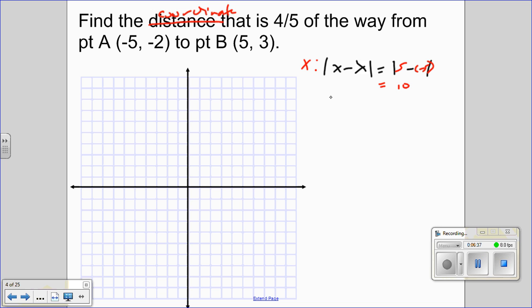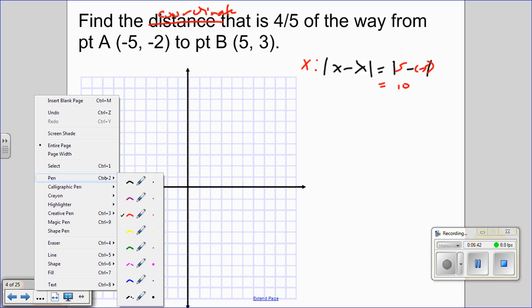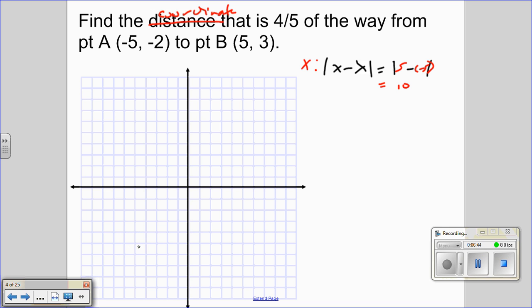Then you have to take the fraction in the problem, which is 4/5, and you're going to multiply that fraction by the distance for x, which is 10. When you multiply, you're going to get 8. This is your fractional distance. This is the distance from the starting point you're going to have to move. Our starting point is A.